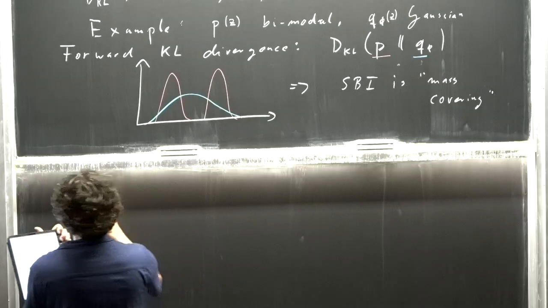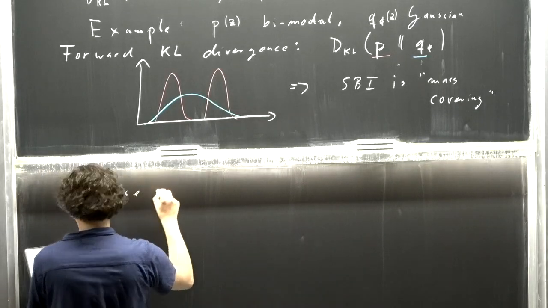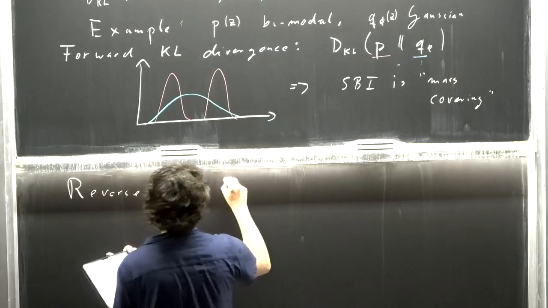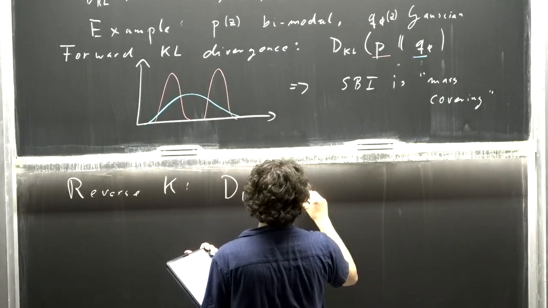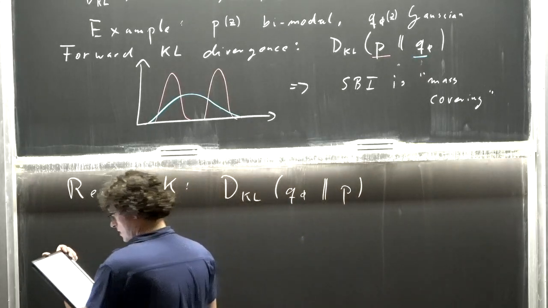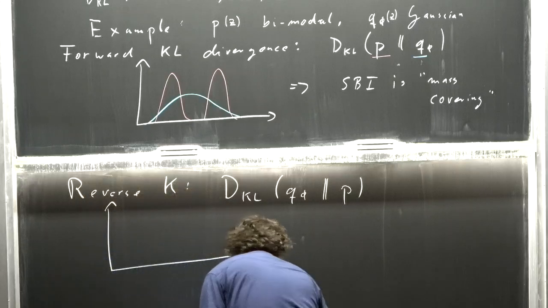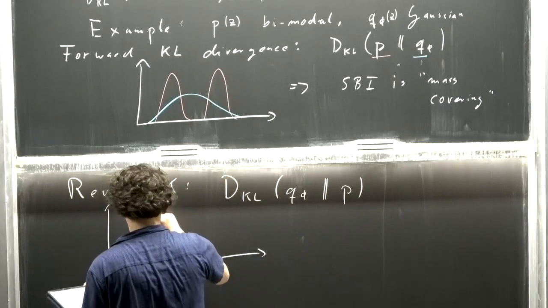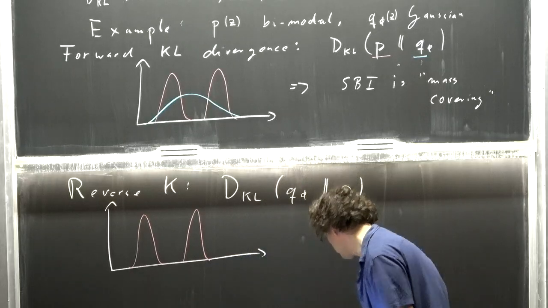If we now look at reverse KL, which was the starting point for ELBO maximization, the situation is exactly the other way around. So we would have, again, our bimodal posterior, but now it's on that side.